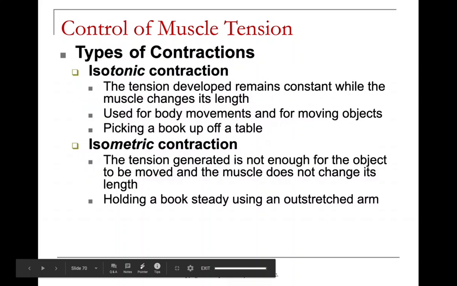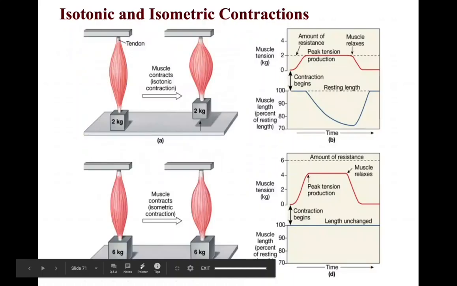So in isotonic contraction, the tension develops and remains constant while the muscle changes its length. It can be used for body movements or moving an object, such as picking up a book off a table. With an isometric contraction, the tension is generated, but it's not enough for the object to be moved, and the muscle does not change length. So the muscles do not contract any further. They will stay in the same position. Holding a book steady is an example. Here you can see the differences on the chart.